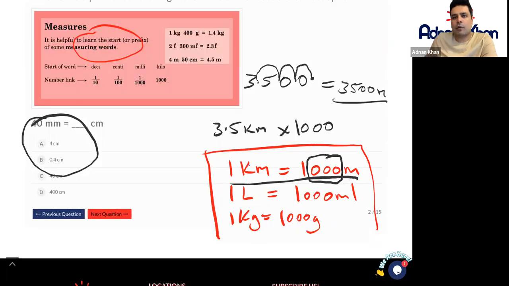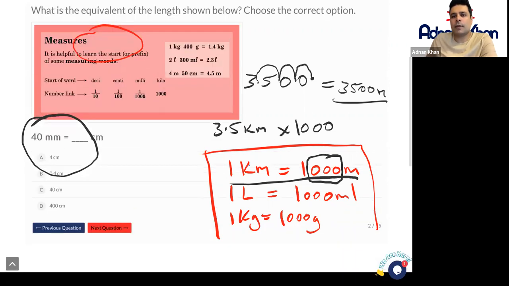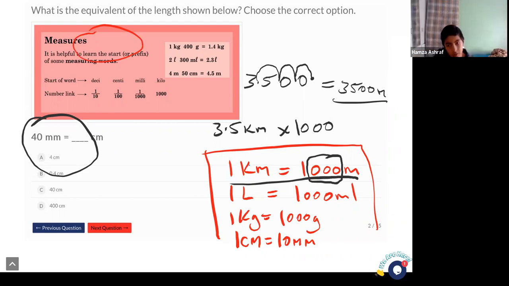Okay. So now we're going to 40 millimeters, and we're going to convert this into centimeters. Let me write this down on the side as well for you, just so you can see. In 1 centimeter, we have 10 millimeters. So we're converting 40 millimeters into centimeters now. It's A. A is correct. Well done.